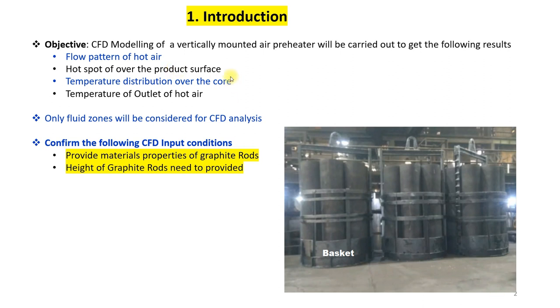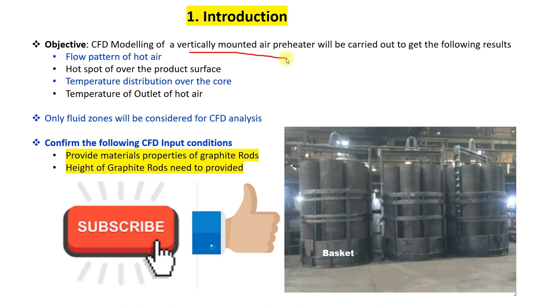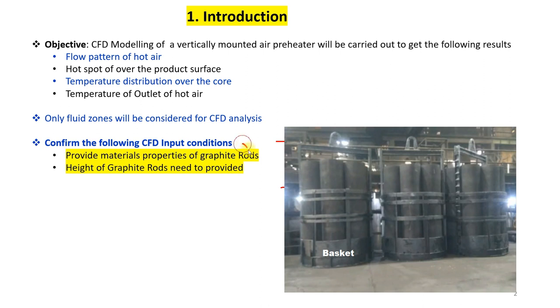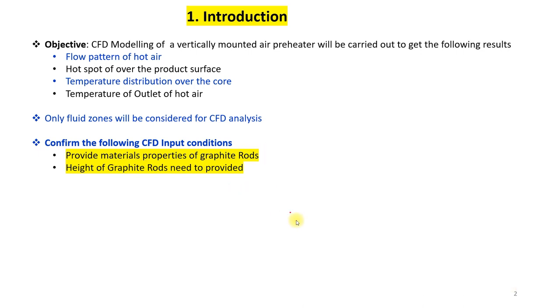The objective is CFD modeling of a vertically mounted air preheater, which is carried out to get the flow pattern and hot spots over the product surface. You can get the temperature distribution over the core, you can get the temperature at the outlet, and from the CFD simulation you get only CFD results. For CFD modeling, we require some input. We require material properties, and we may require details of geometry, such as the height of this rod. This input is needed for the CFD simulation.